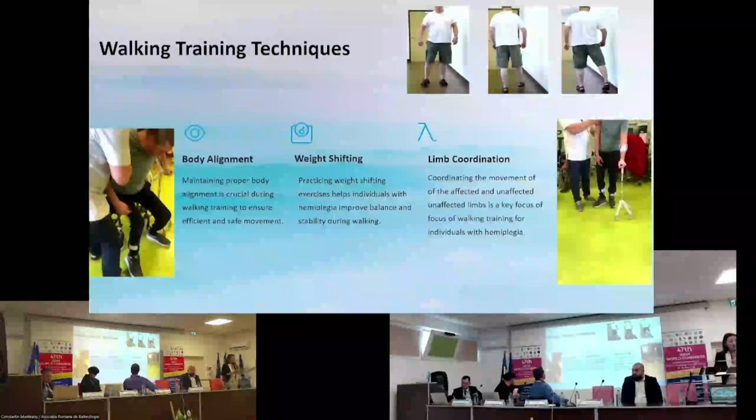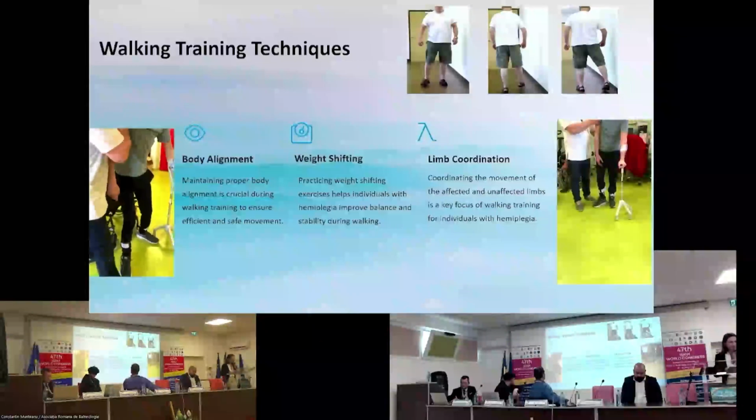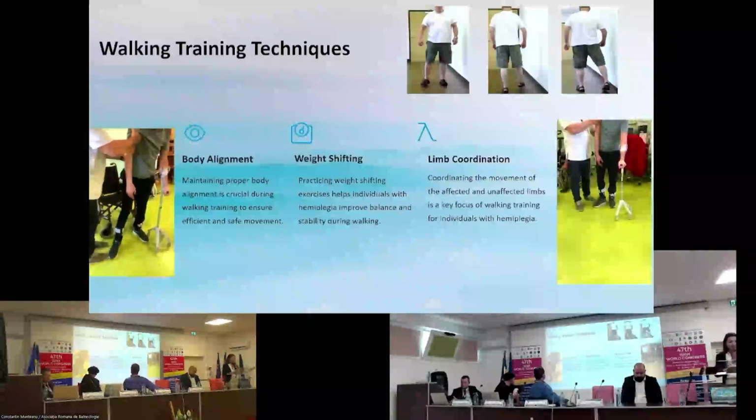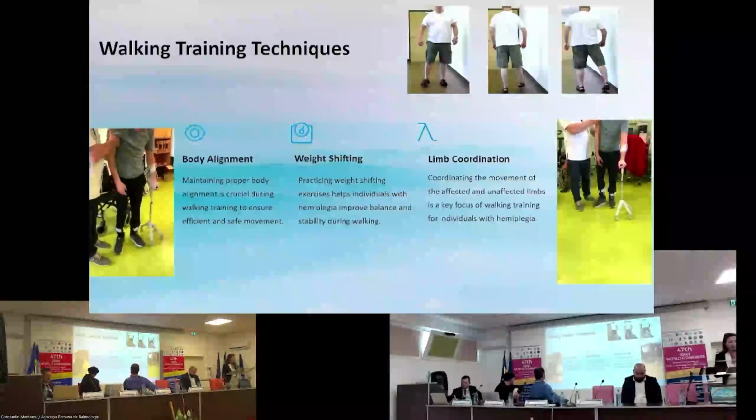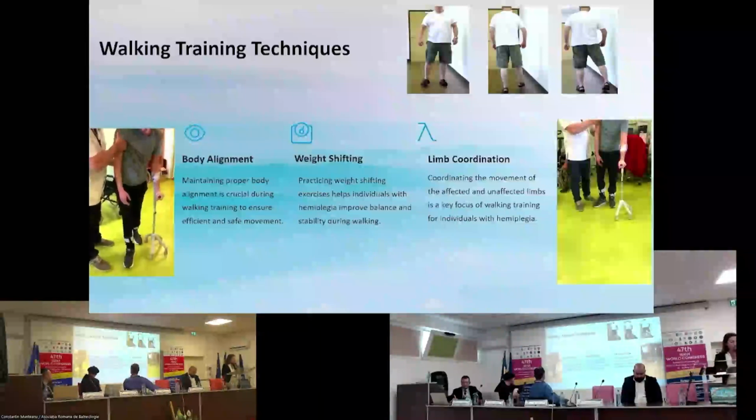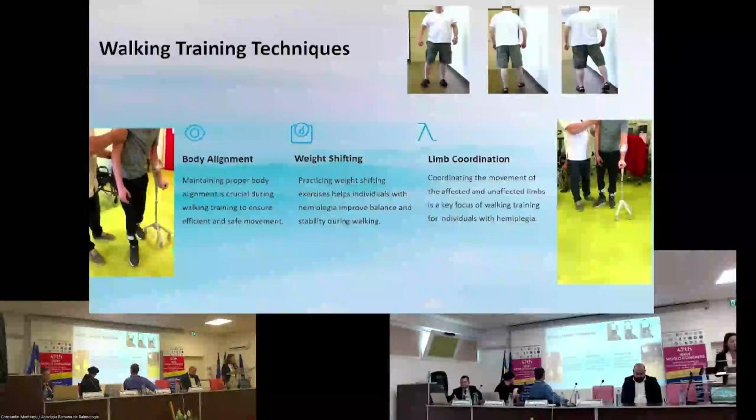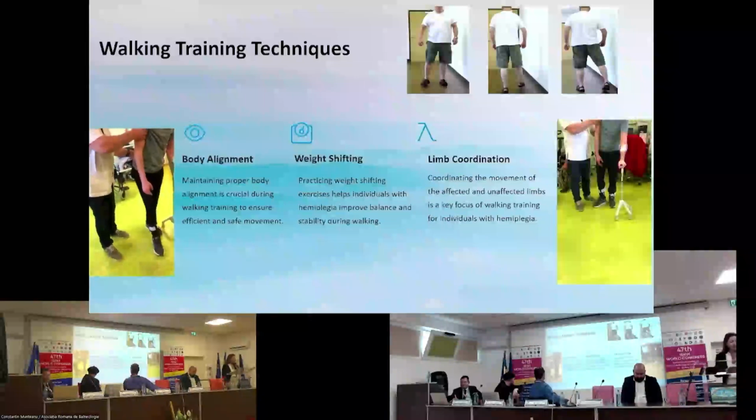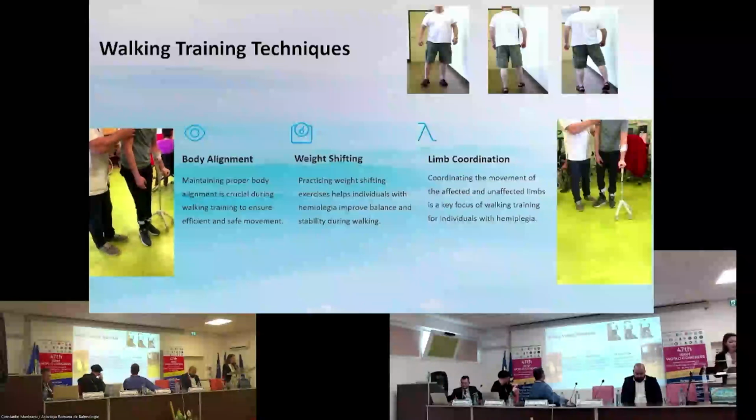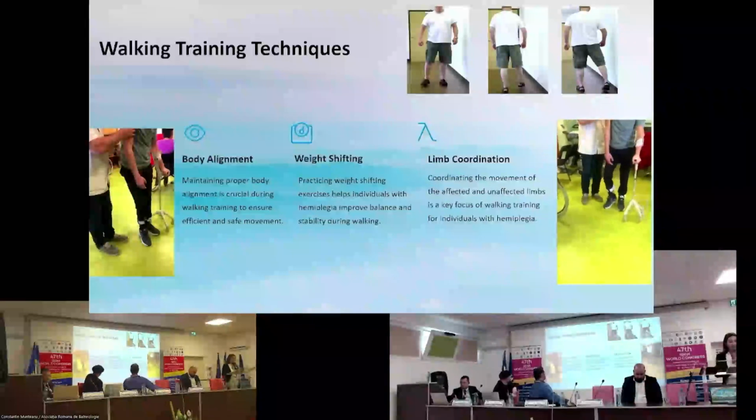In the walking training techniques, we should always, that's the movie, the video, the same patient walking, we always have to maintain a proper body alignment. It is crucial during walking to ensure efficient and safe movement. And practicing shifting exercises helps individuals with hemiplegia improve balance and stability during walking. And coordinating, of course, the movement of the affected and the unaffected limbs is a key focus in the other patients with hemiplegia.